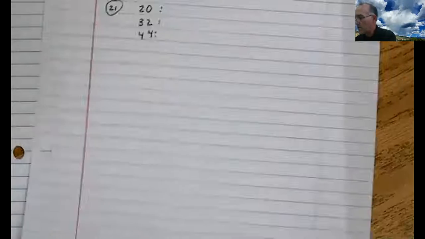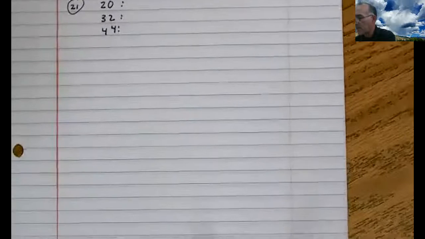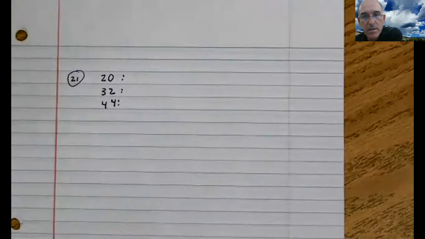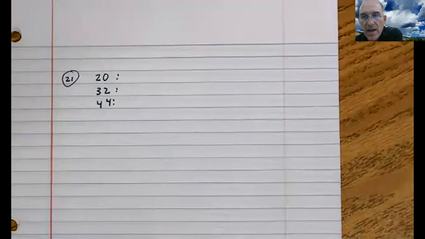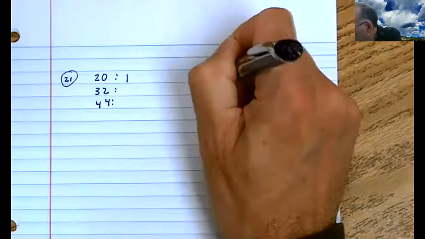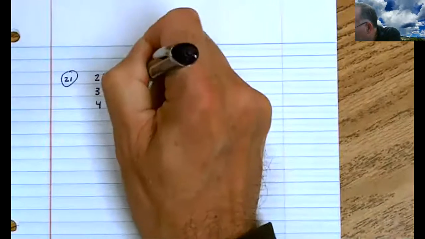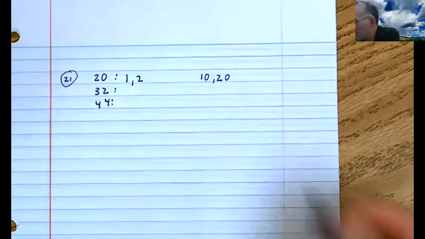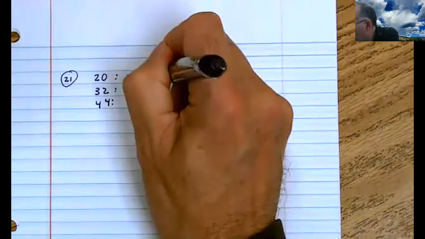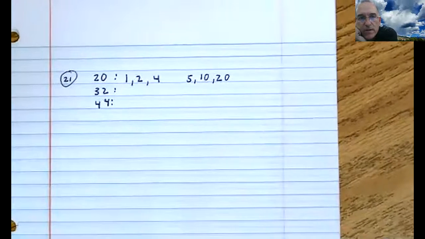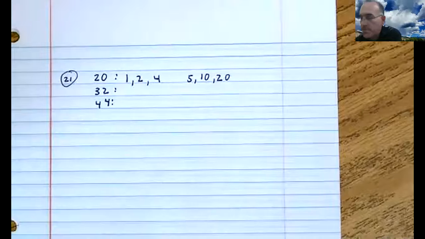What happens if you're asked to find the greatest common factor with 3 values? Let's take a look at this one. Let's do it with a list and a factor tree. So we have 1 and 20, 2 and 10, correct? Let us do 4 and 5. Are there any other factors for 20? I think we got them all.